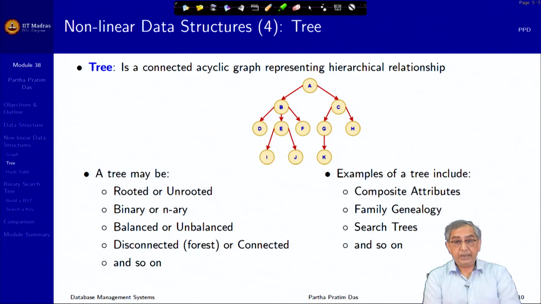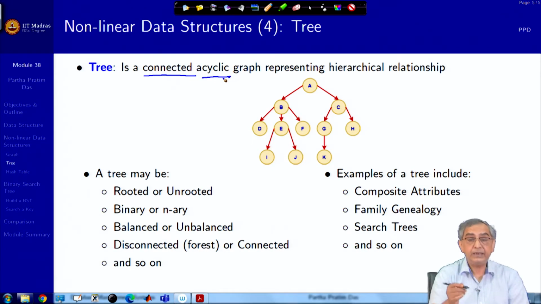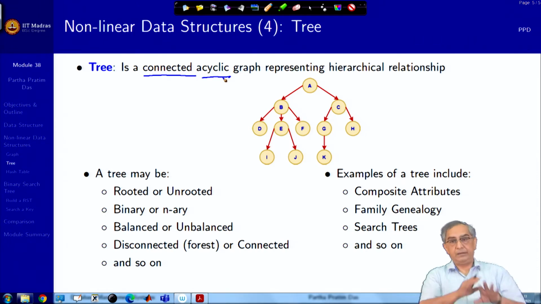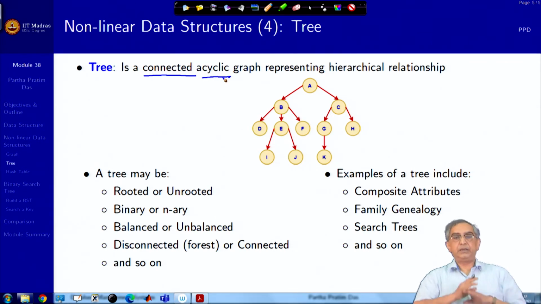A tree, on the other hand, is very handy. It is a special type of graph which is connected. There are two major factors in this. One is it is connected, and then it is acyclic. That is, there is no cycle. It is connected, every node should be reachable from the other, but it does not have a cycle.